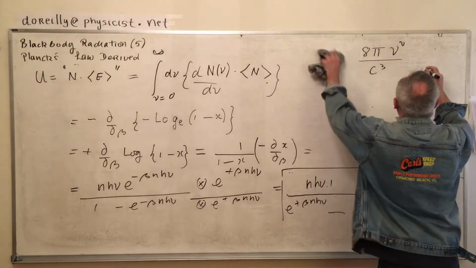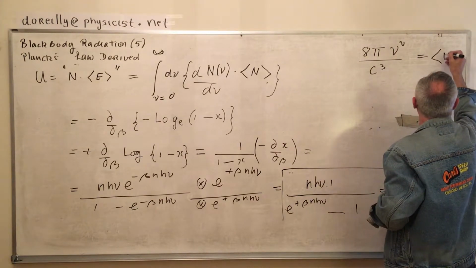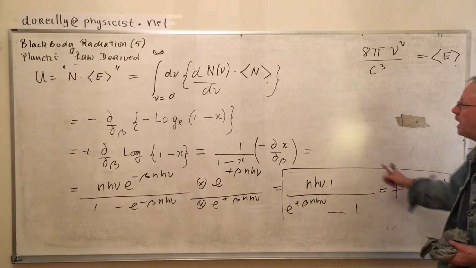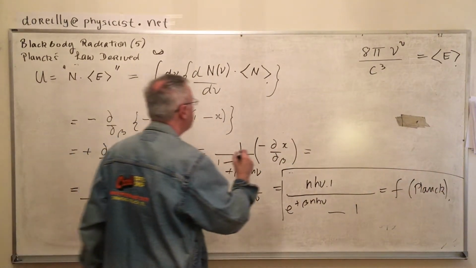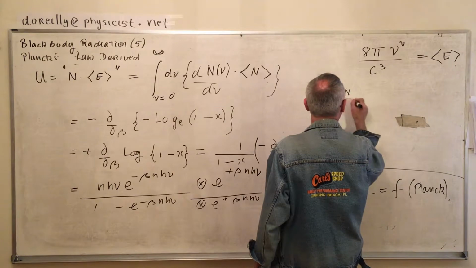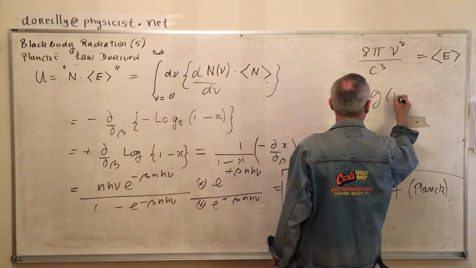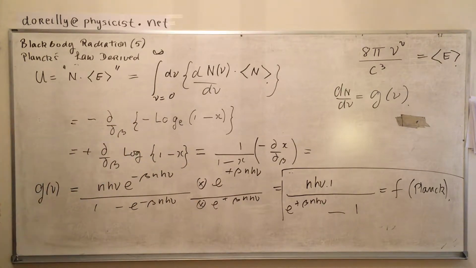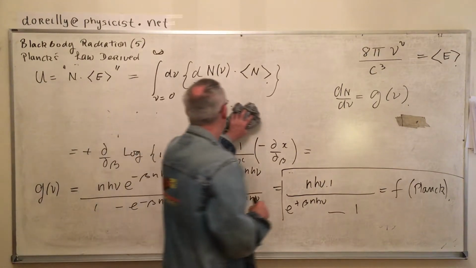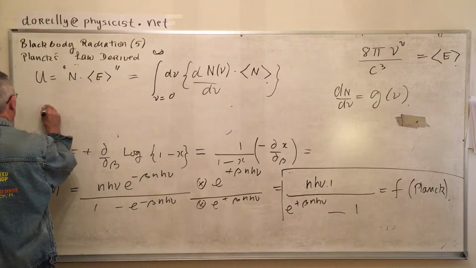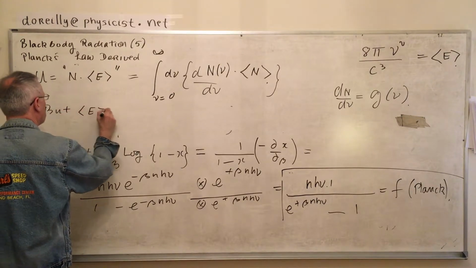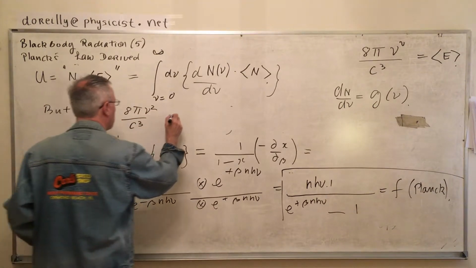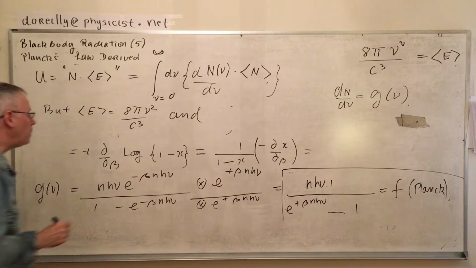Now this is the average energy per state. I got that previously. And now we've just got an expression for the dN by d nu. This is the g nu, the Planck function. So we've got our result. Let's get rid of this. G of nu.